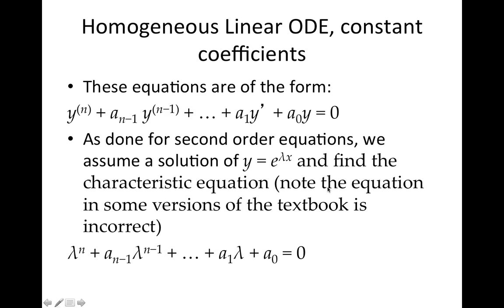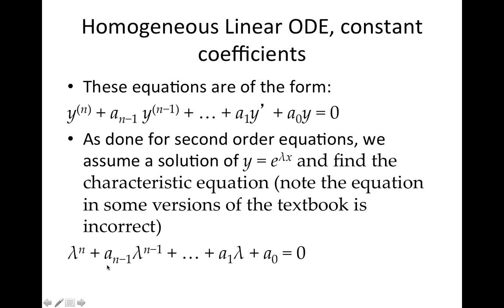In some versions of the textbook, this equation is incorrect. So I have corrected it here in this lecture so that we will have the correct polynomial. So when you substitute e to the lambda x for y, you're going to be taking its derivative on these higher order terms. And so if we have the nth derivative of y, then we'll take the derivative of this equation n times, meaning we'll get a coefficient of lambda to the n.